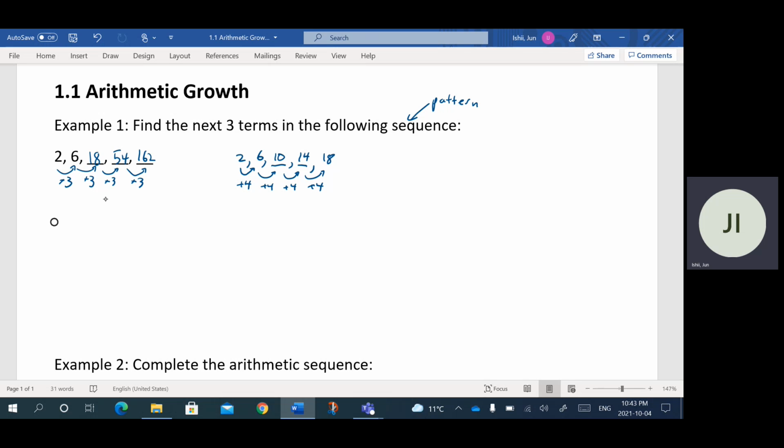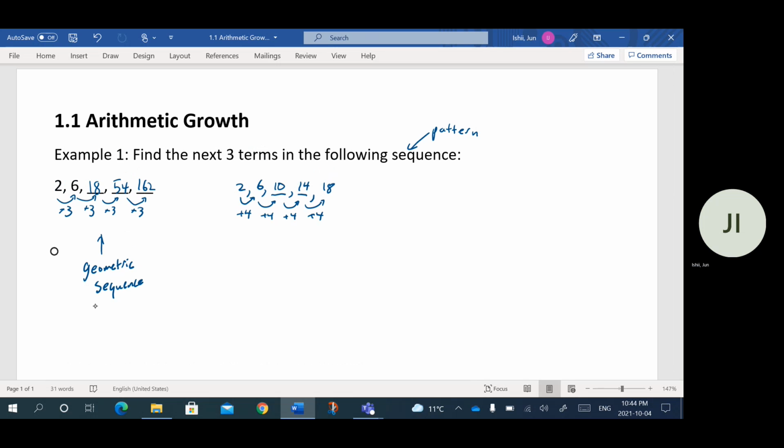The first one here is called geometric. So this is a geometric sequence, and you actually will not learn the intricacies about these patterns until pre-calc 12. What we're going to be focusing on here is something called an arithmetic sequence, for arithmetic growth. So for this lesson, we're going to take a look at arithmetic sequences.